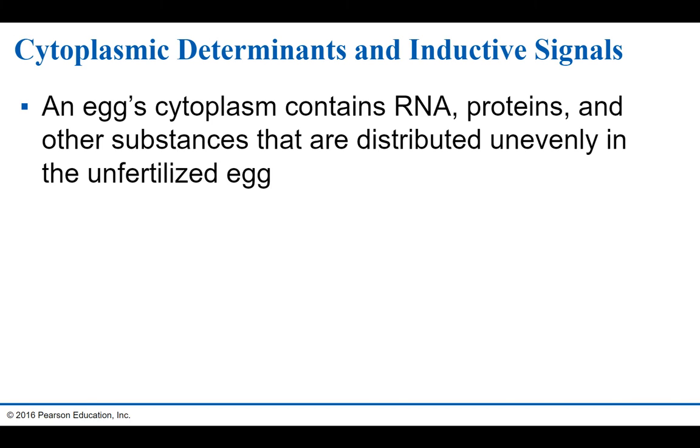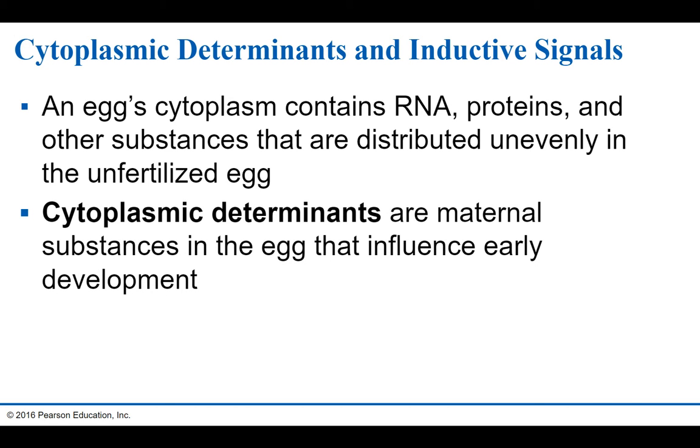Within that cytoplasm, just like in the cytoplasm of any of your cells, there are RNA molecules. There are messenger RNA molecules that were made in the nucleus that are floating around. There are all those other types of RNA that we learned about previously. There are proteins being made by the ribosomes in that egg cell and other types of molecules. And those substances might not be distributed evenly within that egg cell. Cytoplasmic determinants are some of those molecules that influence early development of an embryo.